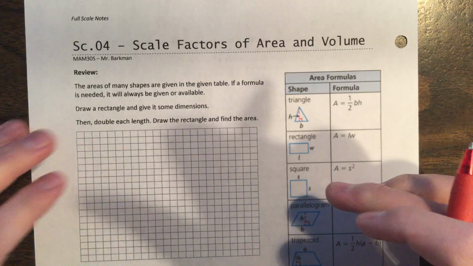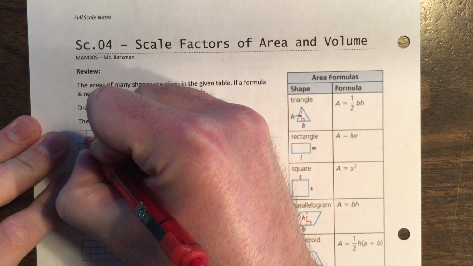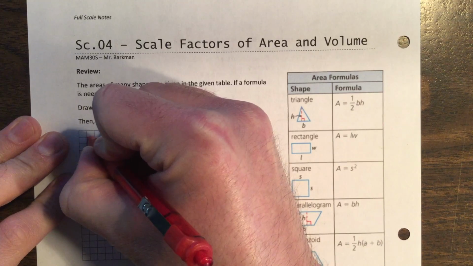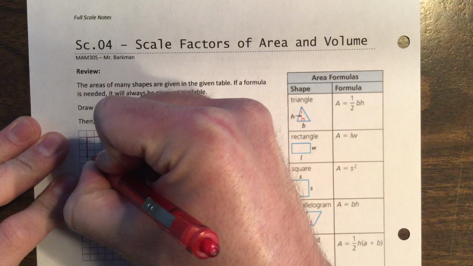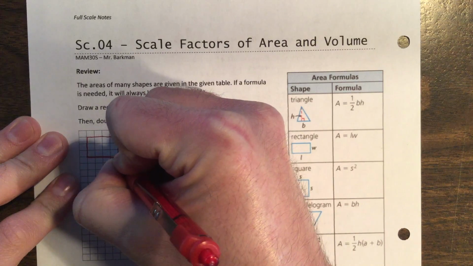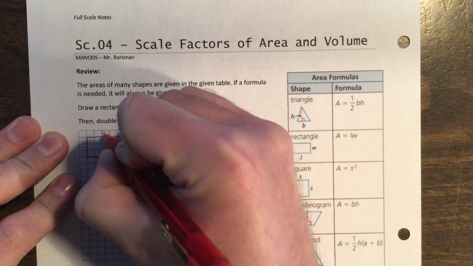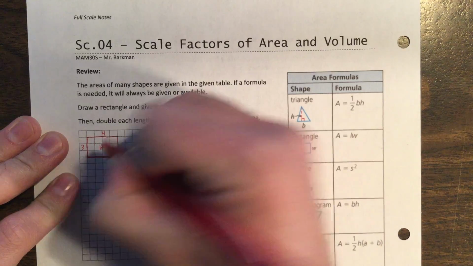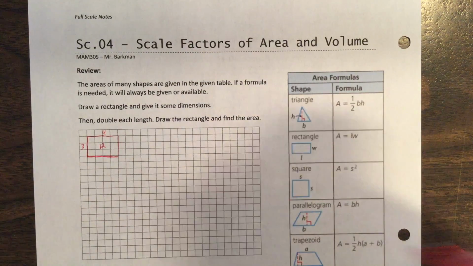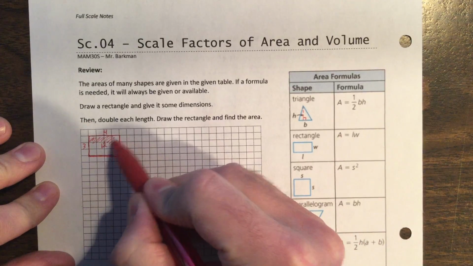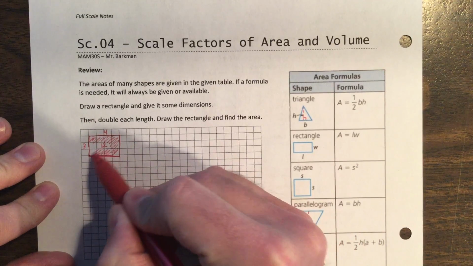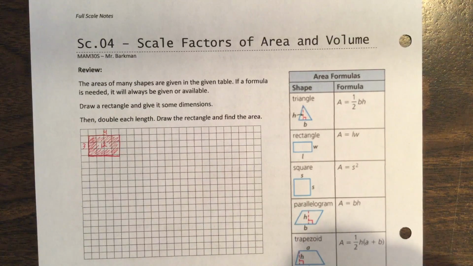And so we're going to start off by drawing a rectangle. I'm going to draw a rectangle that is 3 by 4. So this is 4, this is 3. It has an area of 12 square units, right? So we can see it on here. I'll just shade in the rectangle there so that you can see what it looks like. Okay, there we go, and that's 12 square units.